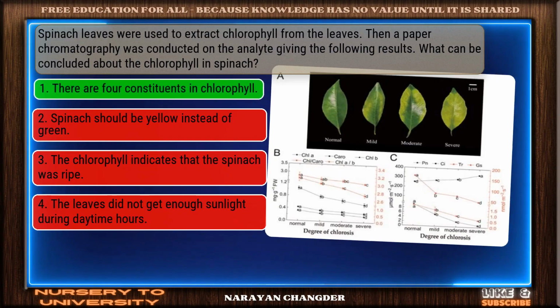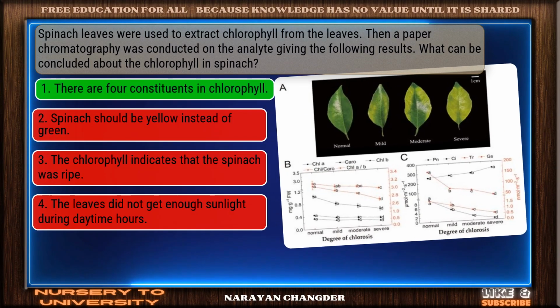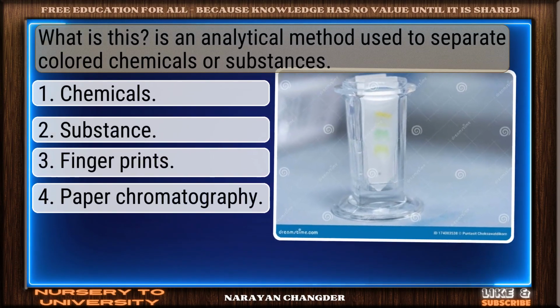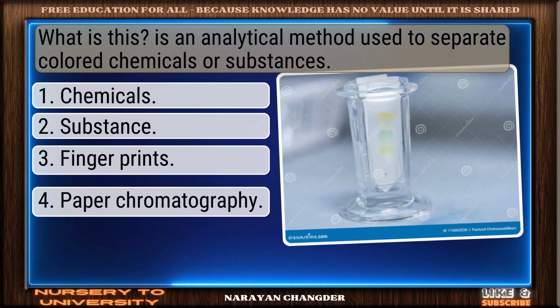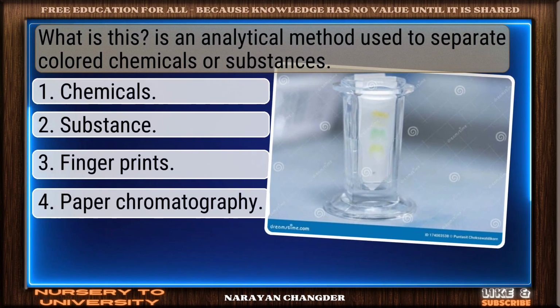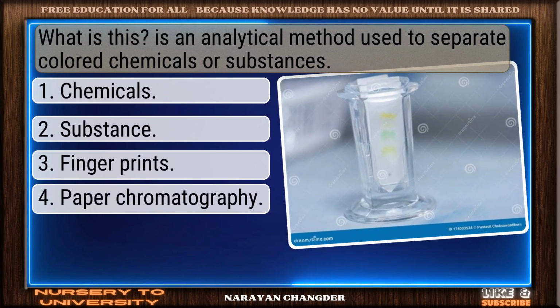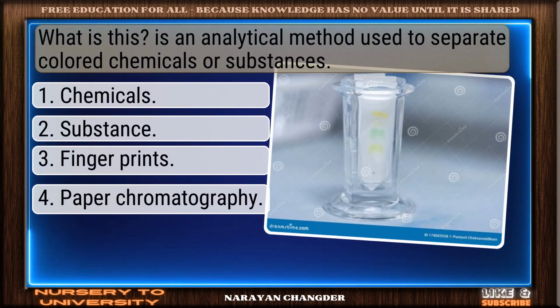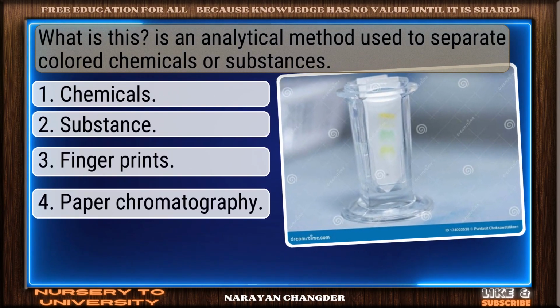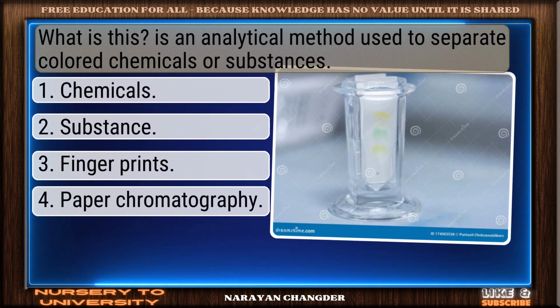There are 4 constituents in chlorophyll. Well done. What is this? An analytical method used to separate colored chemicals or substances. Option 1. Chemicals. Option 2. Substance. Option 3. Fingerprints. Option 4. Paper chromatography.